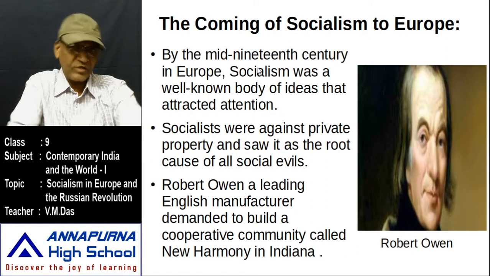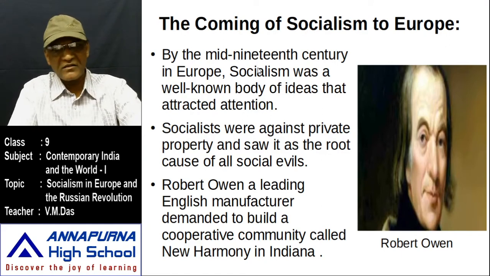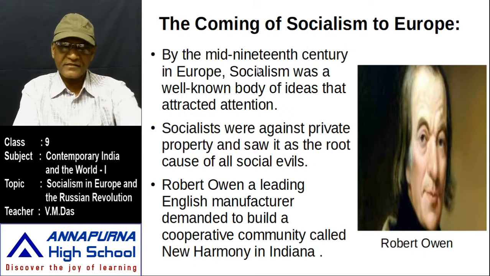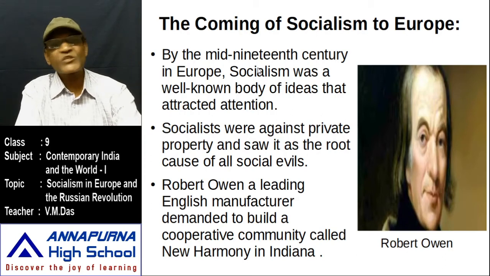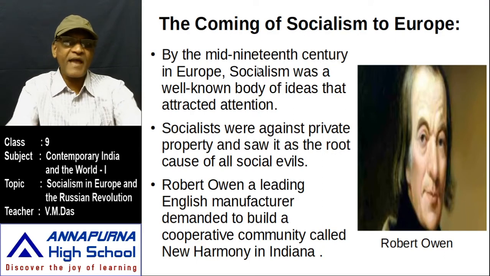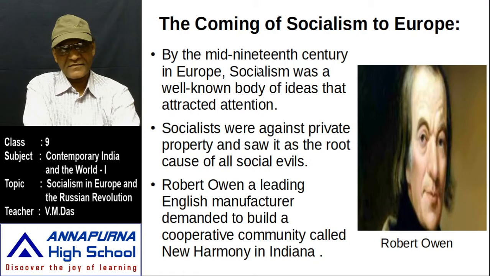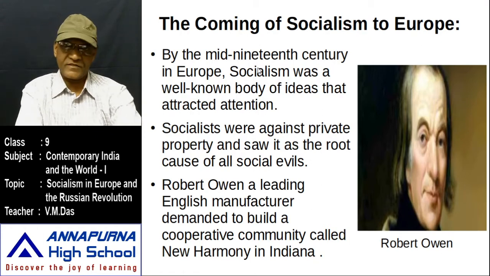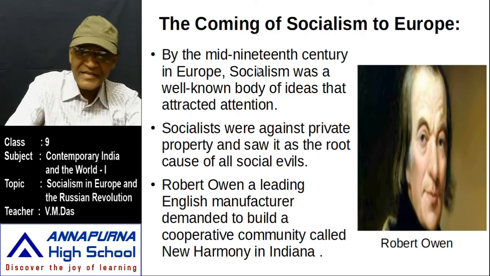So we know very well about the economic inequality, all the disparities in the society. It was private property that was responsible for all these anomalies, inequalities, or disparities in the society. So socialists strongly believed that private property was the root cause for all the social evils. That's why they stood against private property. They didn't like private property.